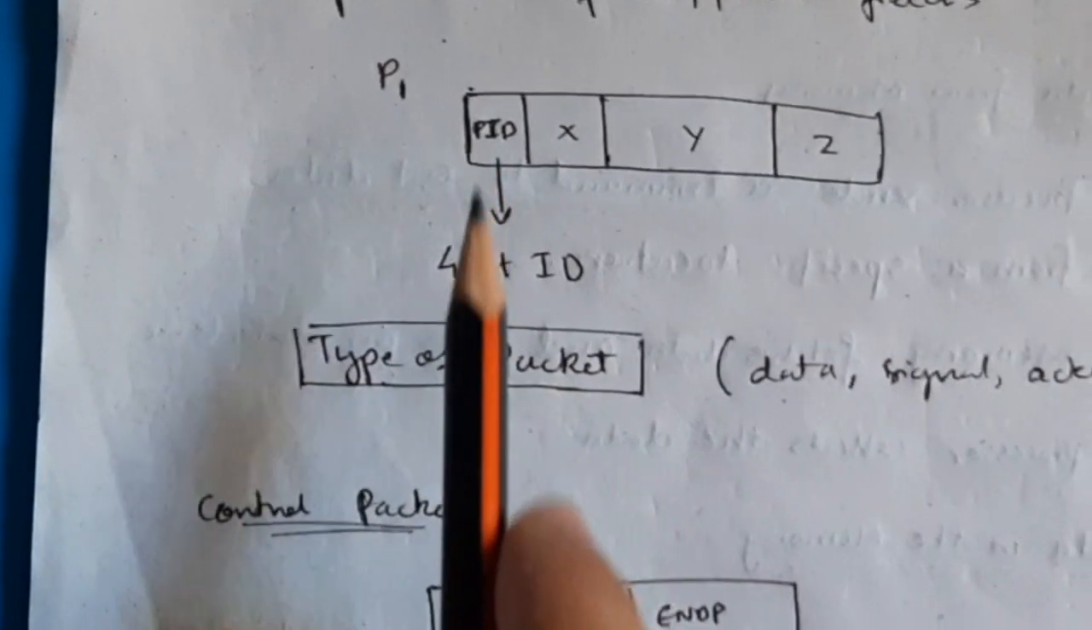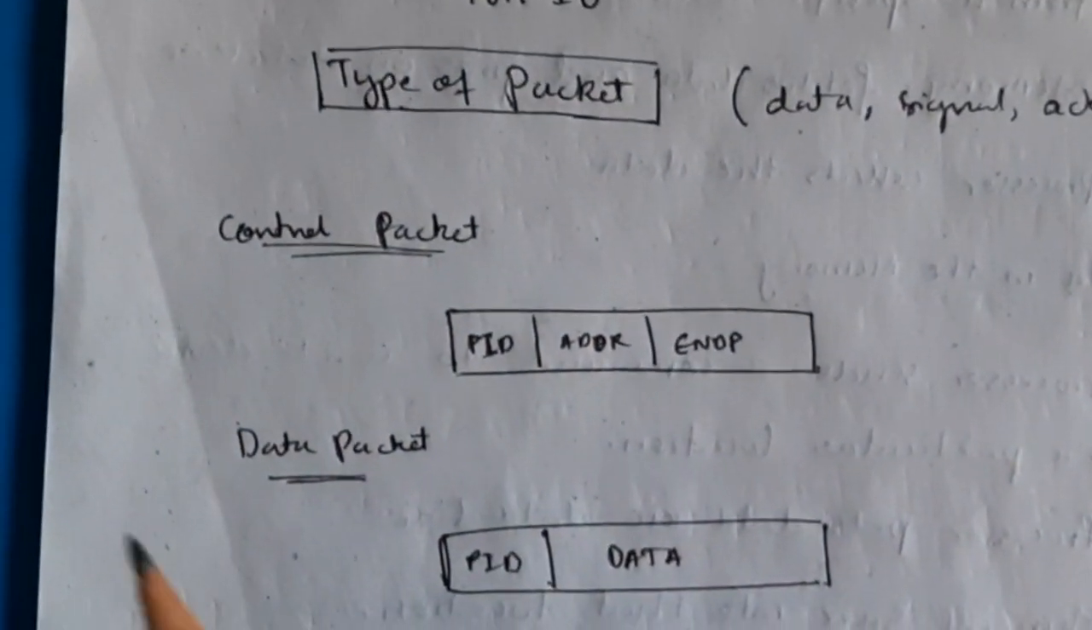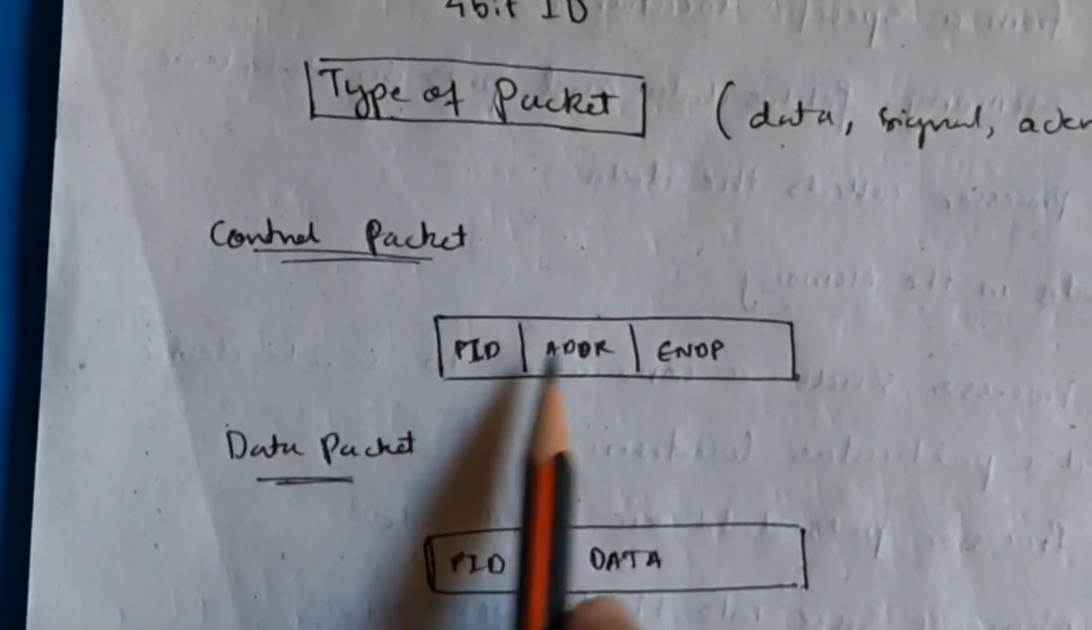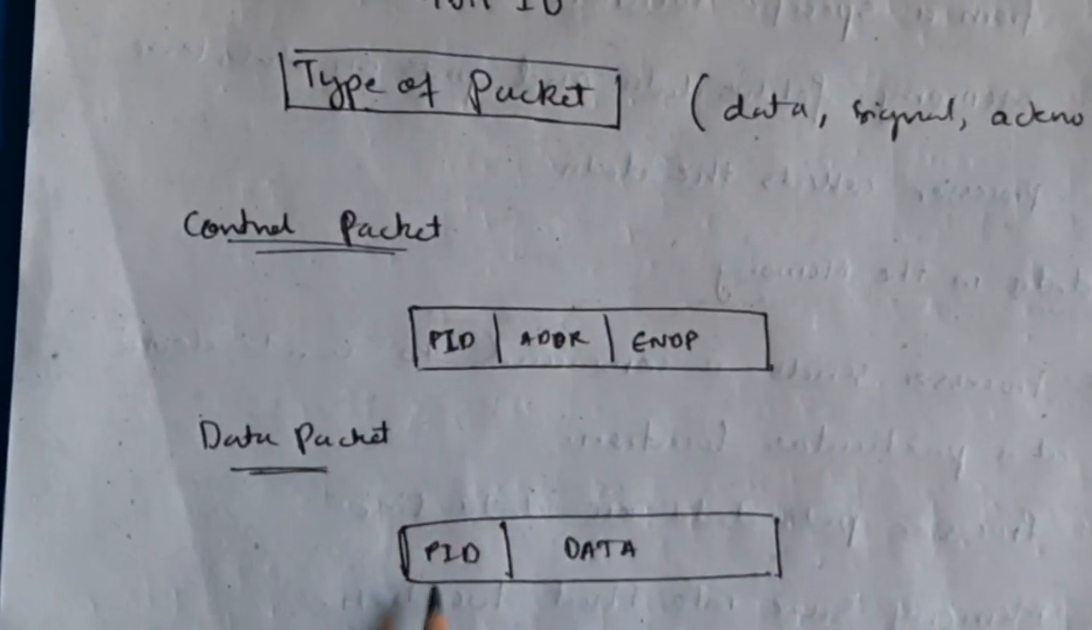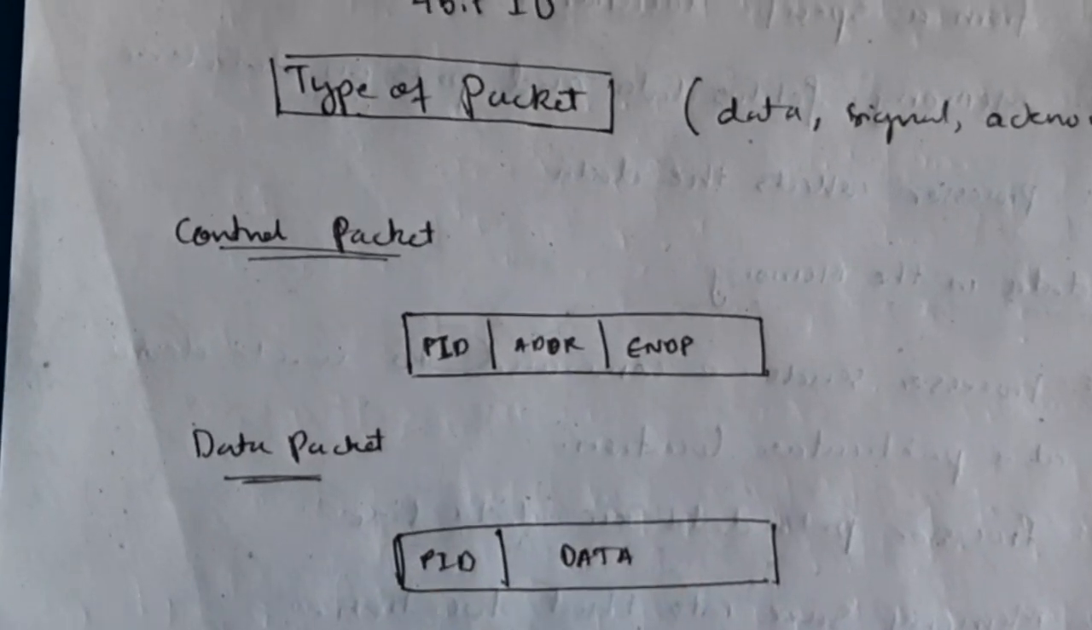What does this PID do? PID helps in identification of whether it is a control packet or a data packet. In case of control packet, PID will be there and the address and other instructions will be there. In data packet, PID will be there, along with it data will be there.